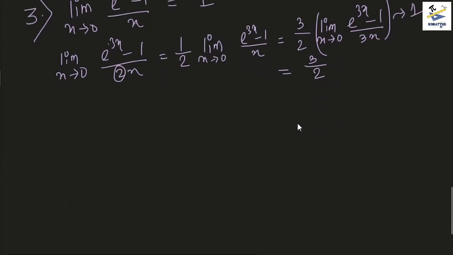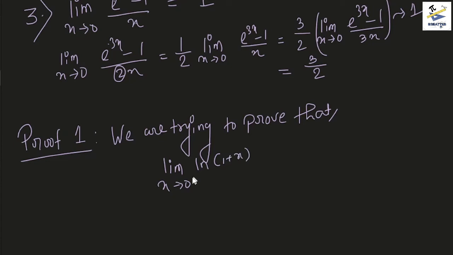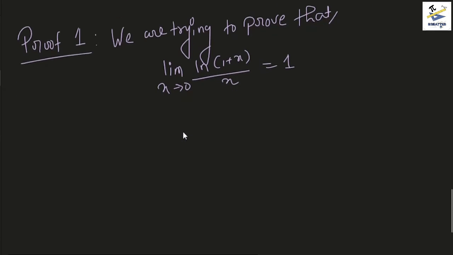Now it's time to prove two of these things. So proof 1, we are trying to prove that limit x tends to 0, ln of 1 plus x by x is equal to 1. See, this is not a very easy proof, but we can walk our way through it. I'll just show you how.